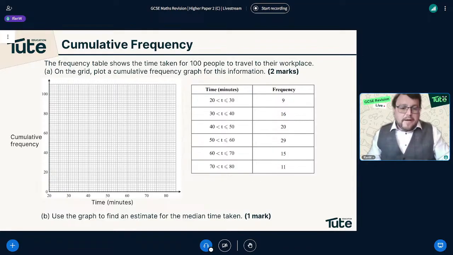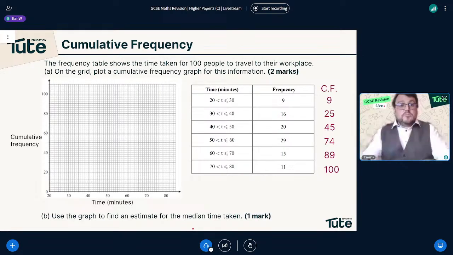a frequency table there. When you are given something like this, make sure that you're adding another column, right? There's enough space on the paper to add another column. Here, it's adding another column to your frequency. So your cumulative frequency column. So 9, 25, which is 9 plus 16. 45, which is 25 plus 20. Okay? So you're making sure that you're adding to your column. The same is true when you have estimating the mean or finding the mean from a table. Always add the column for your midpoint.